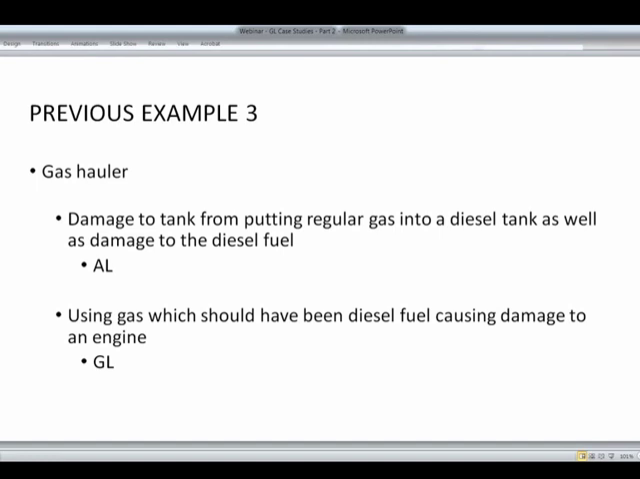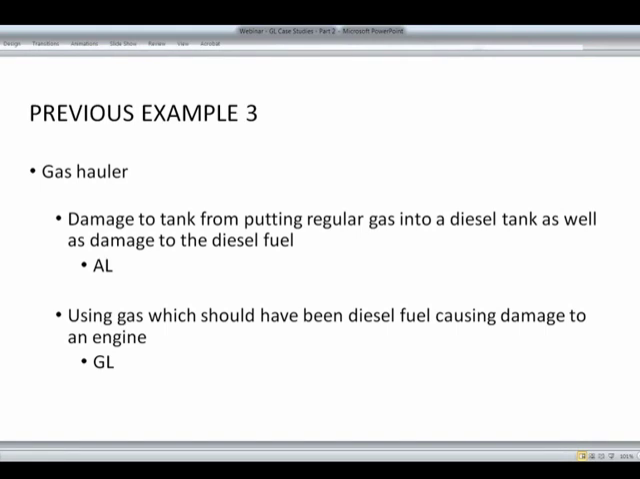How in the world can you sort that out? This was actually a case that I was an expert witness in to determine those things. That's like Solomon splitting the baby. There's no right answer. However, if the gas is in the diesel and now it's being used and damages an engine later, then that is GL.